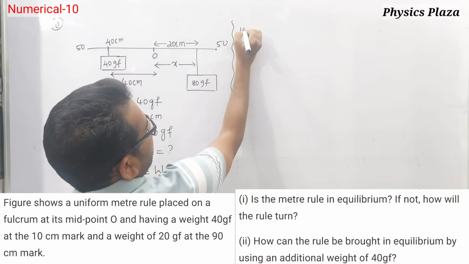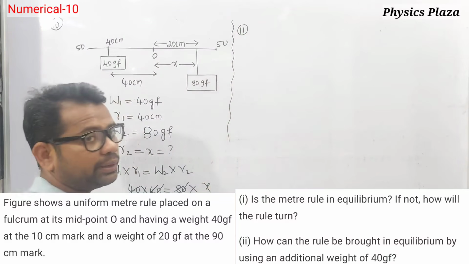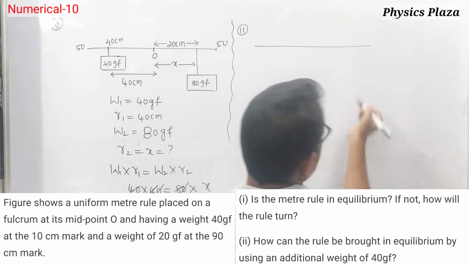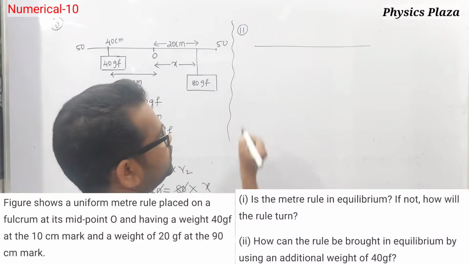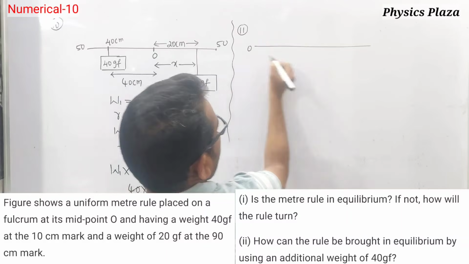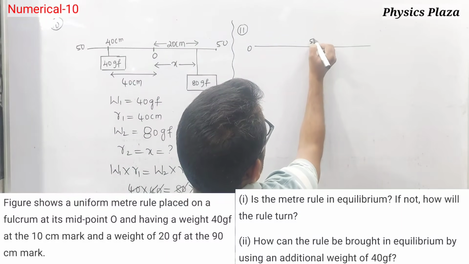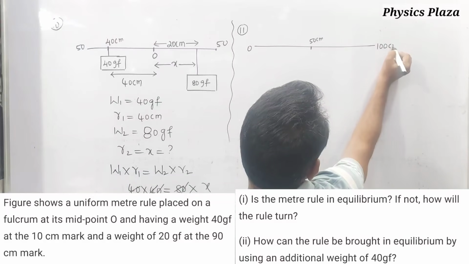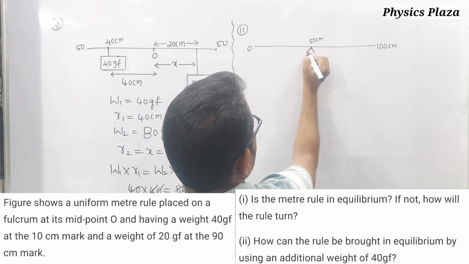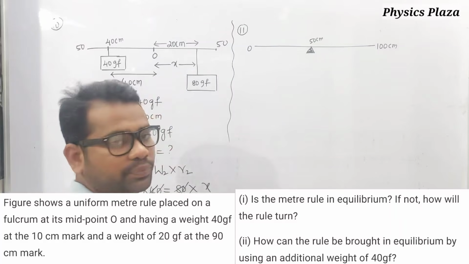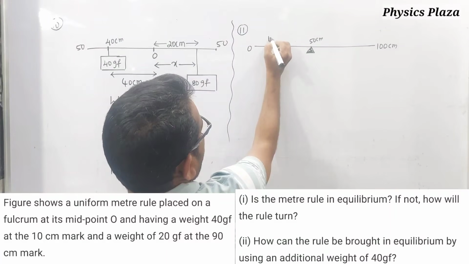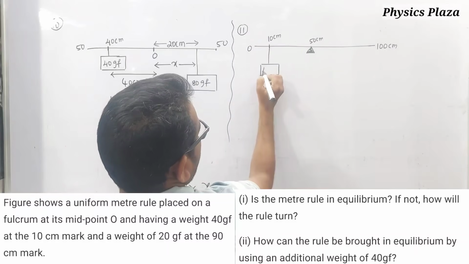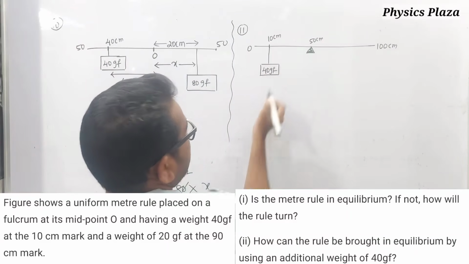Yeah, children, look at the 11th numerical. It's very important, children. So as per this question, don't get confused. If you read the question without seeing the diagram, we may get confused actually. So let us say this is 0, this is the 50 centimeter mark, and this is the 100 centimeter mark. They are saying that the midpoint is pivoted, and at a 10 centimeter mark, here 40 gram force is suspended.